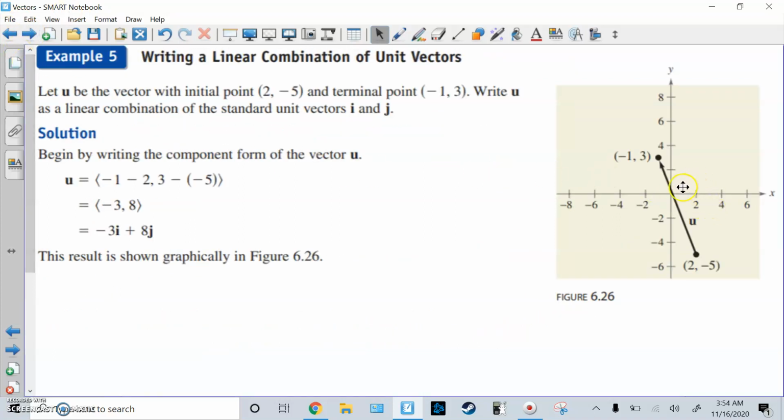Alright, so here we're going to try an example. Let u be a vector with that initial point and that terminal point. Write u as a linear combination of the standard unit vectors i and j. So first we're going to turn it into component form. We actually want it at 0, 0. So we're going to do change in x's, change in y's, using the terminal point first. Once you have component form, just break it apart, add the i to the x part, add the j to the y part. That's it.